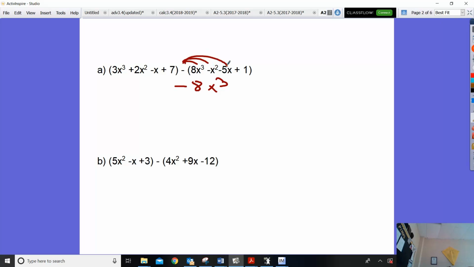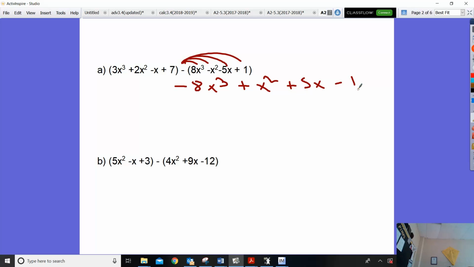What happens when you multiply something by a negative? Changes sign. You can't say it becomes negative. That's not true. Because if it was negative, what's it become? And you can't say it becomes positive, because that's not true. Because if it was positive, it becomes negative. Multiplication of a negative is a sign change operation. So negative 8x cubed, what's this negative x squared become? Positive x squared. How about that negative 5x? Plus 5x.